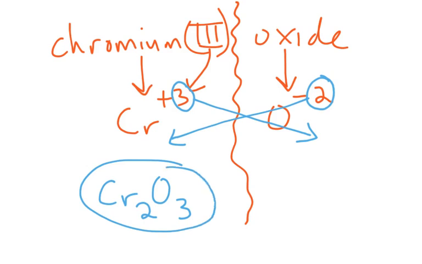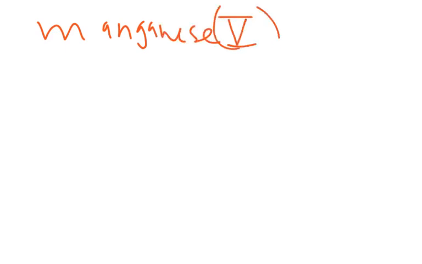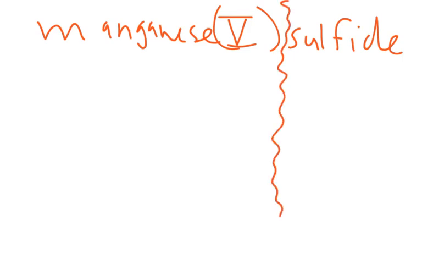Now let's take a look at the last one on the practice set. The last one on your practice set there is manganese 5 sulfide. And because I see a metal in the name, we're going to go ahead and draw this squiggly line between the metal and nonmetal, and then we're going to write the ions for both of these. Manganese is Mn, and it tells us it has a charge of +5.